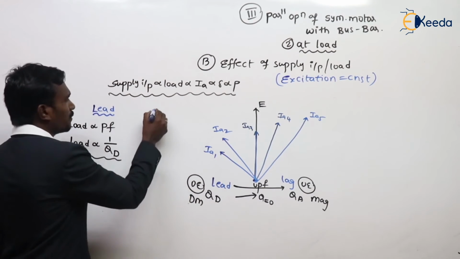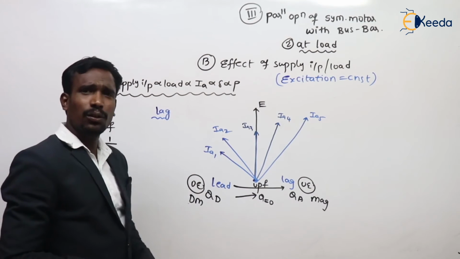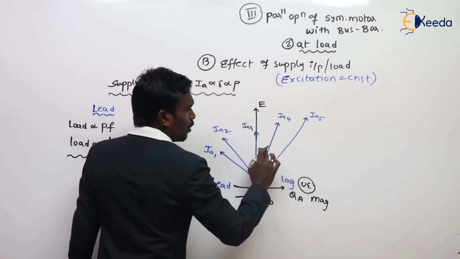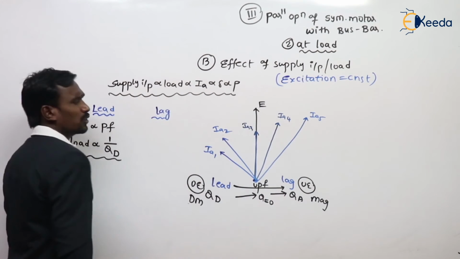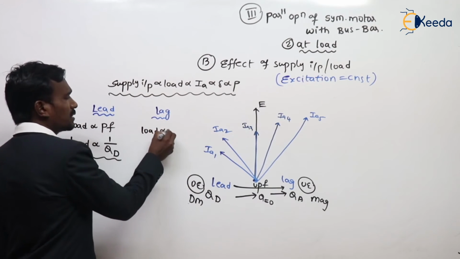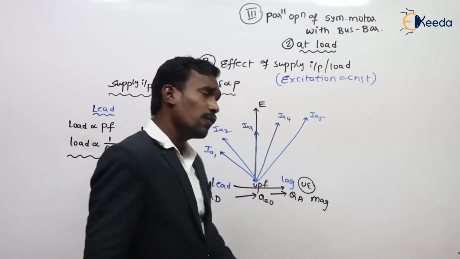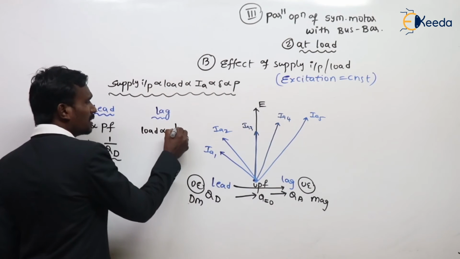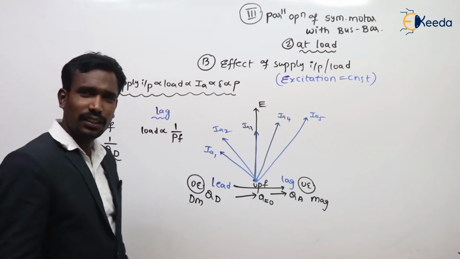So what is the answer for lagging load then? Let's check it for lagging load. Even in lagging load, when the load increases, it goes from unity power factor to lagging. Tell me, is the load directly proportional to power factor or inversely proportional? From unity power factor to lagging, the power factor decreases, so it is inversely proportional to power factor.